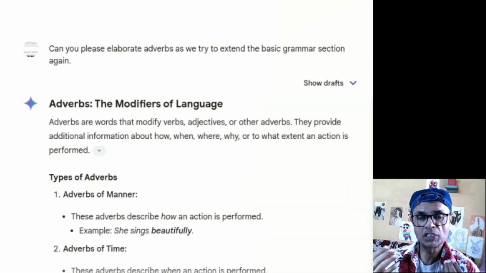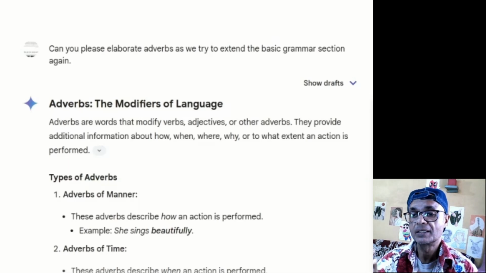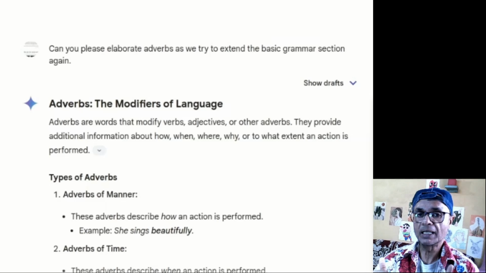So each of these words which adds something to the meaning of a verb is called an adverb. So adverbs are what? First of all, it is of course a kind of modifier of English language. Adverbs are words that modify mainly verbs, but they also modify adjectives or other adverbs. They provide additional information about how, when, where, why, or to what extent an action is performed. That is why I started with three examples.